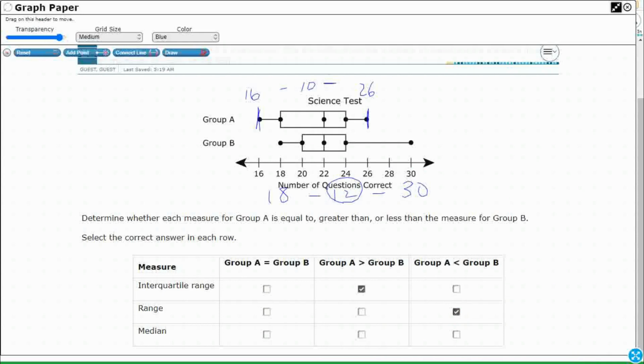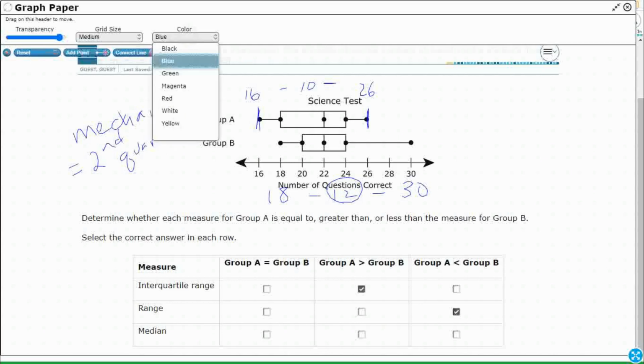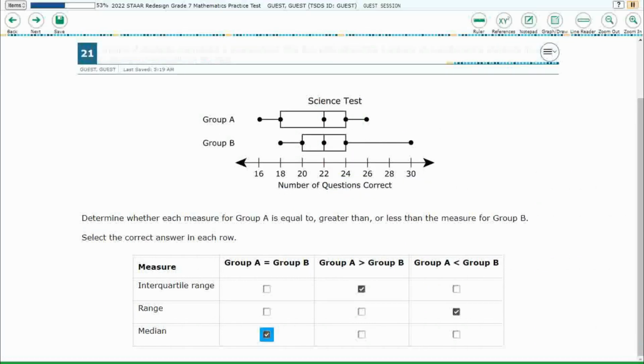And then finally, we need to look at the median. Remember these are our quartiles, right? So we've got 4 sections. The median is the same as the second quartile. It's just the middle, just like 2 quarters make up 50 cents, which is half a dollar. So we are going to look at this quartile right here. Boom. And look at that. You can tell it's the dot inside of the box. That's the median. That's the second quartile. And you can tell it's the exact same. So our answer here is going to be that first column.